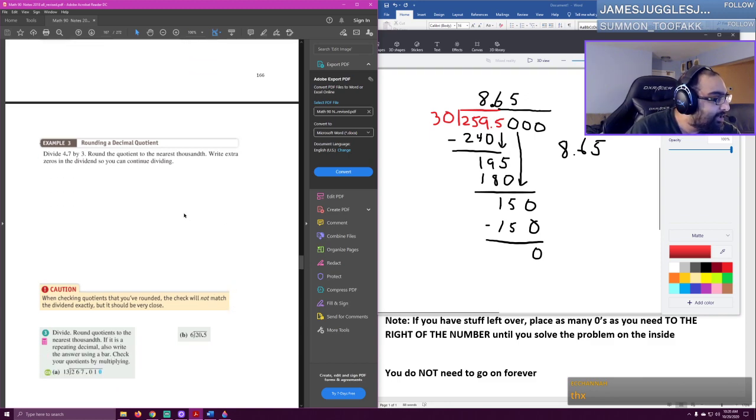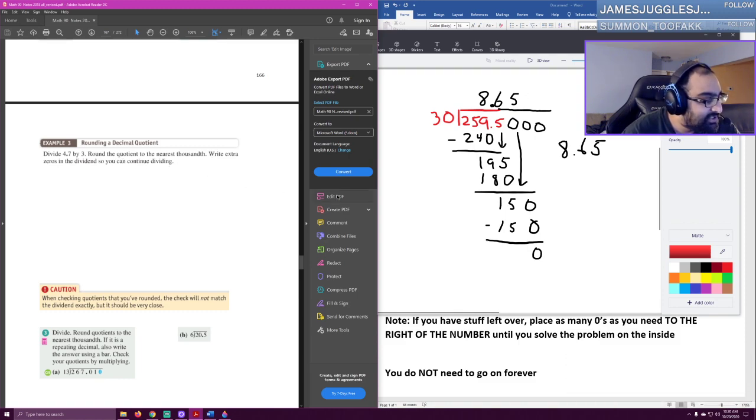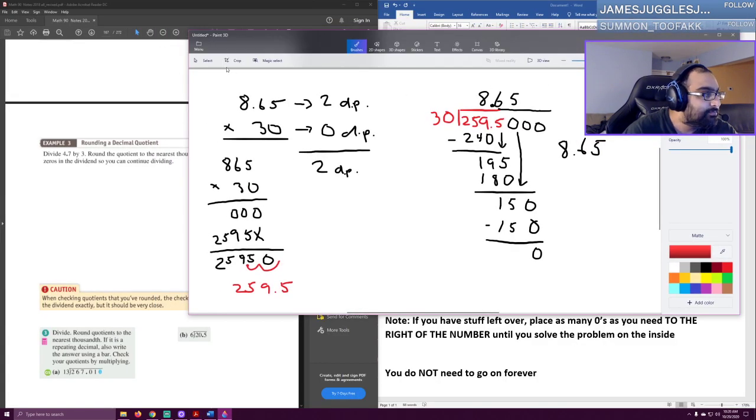Now, we're going to do one more division problem here because certain problems ask you to round to the nearest decimal place. In this case, rounding to the nearest thousandth as it asks. It says divide 4.7 by 3, round the quotient to the nearest thousandth. Write extra zeros in the dividend so you can continue dividing. Okay, so let's take a look at that problem and see how we can do that.